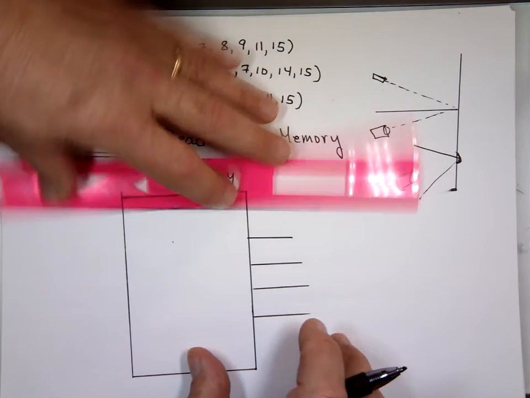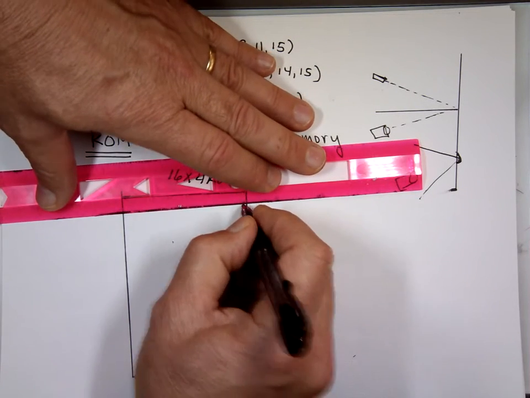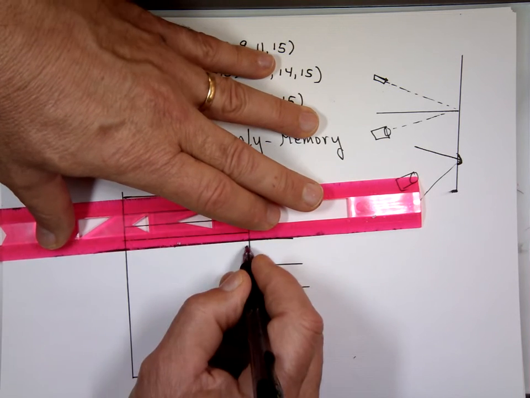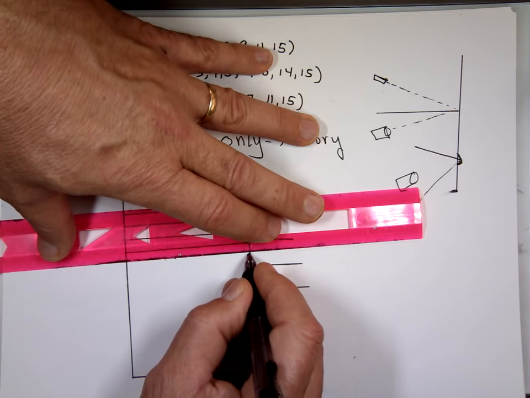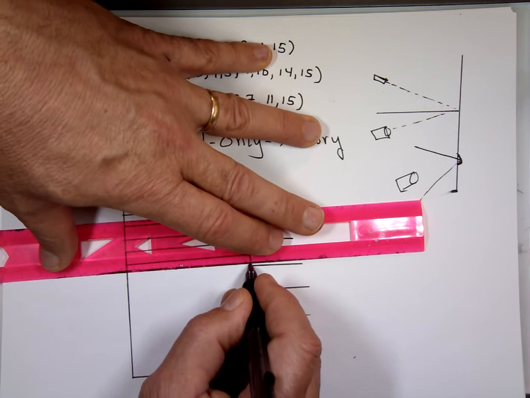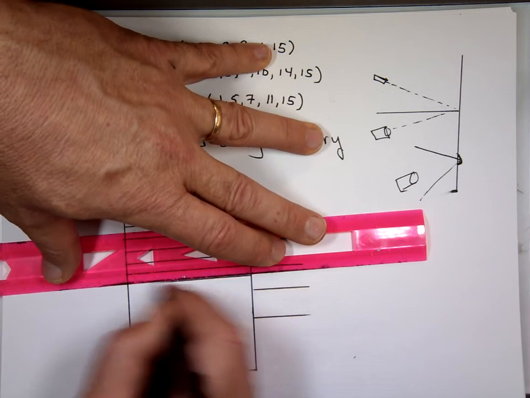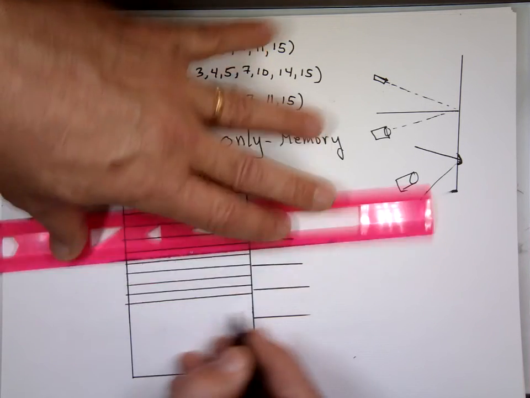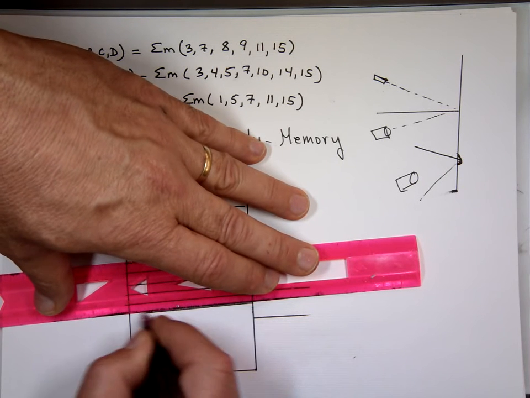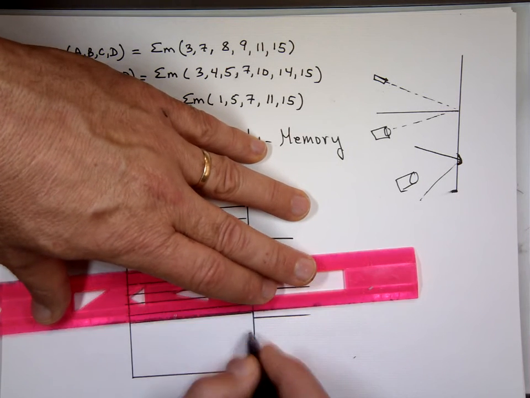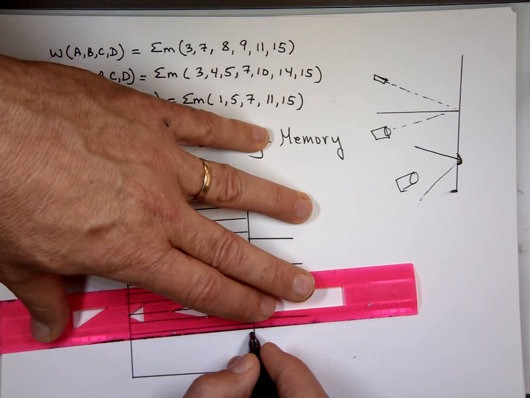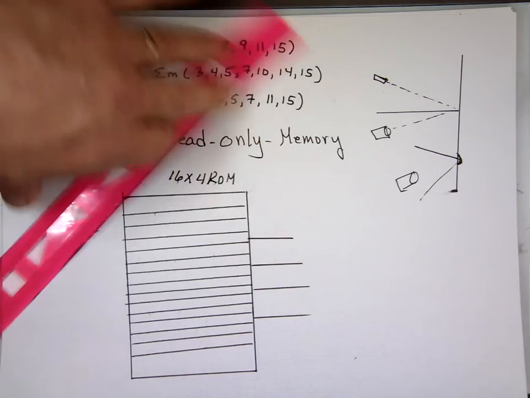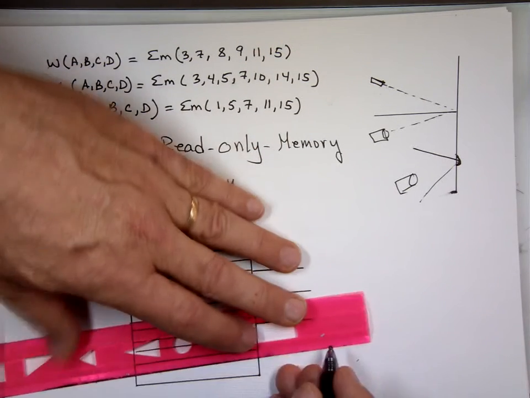The inside of it, if I can make it nice and neat, I better write small: 1, 2, 3, 4, 5, 6, 7, 8, 9, 10, 11, 12, 13, 14, 15, 16. Did I count 0, 1, 2, 3? I think it's 16 now.